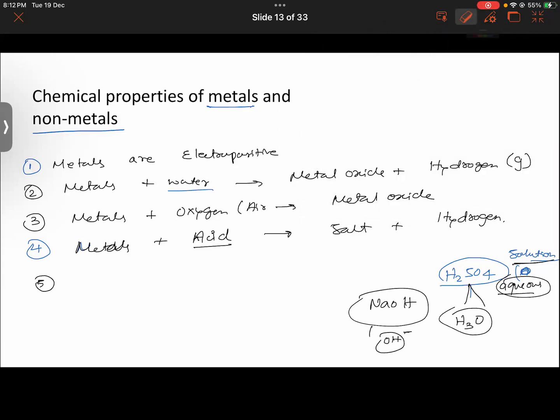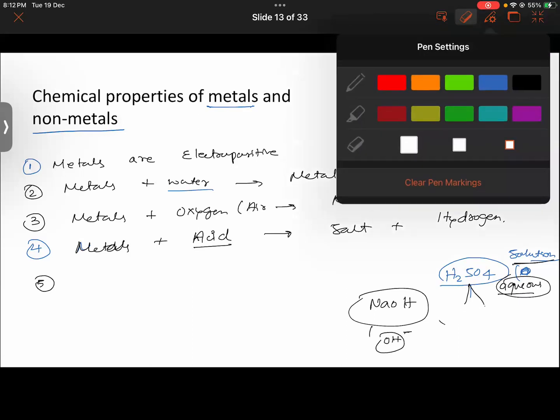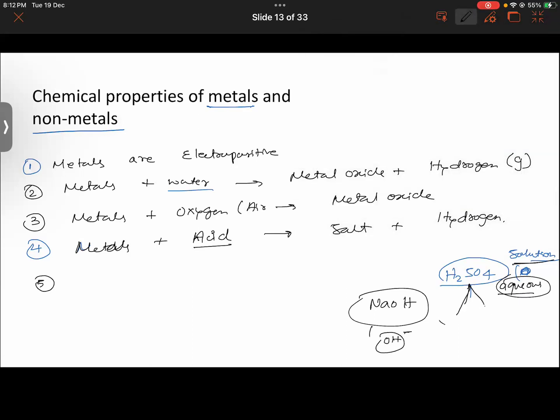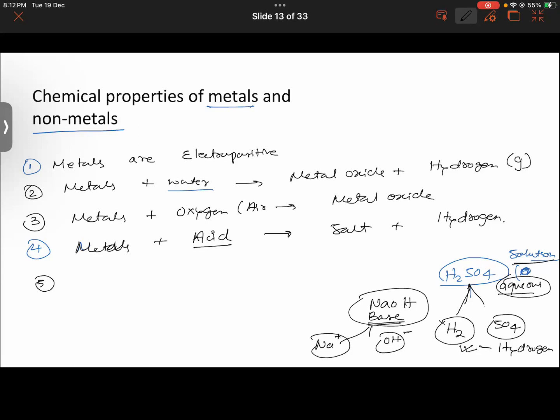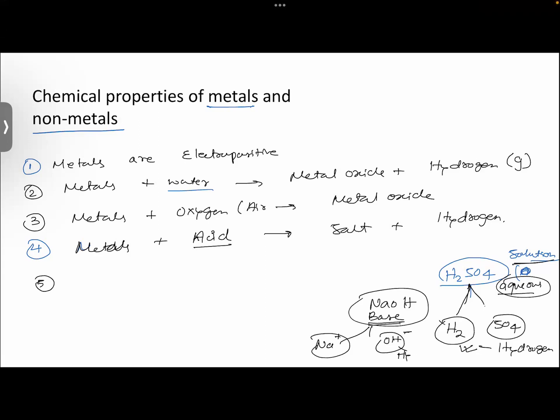Let me simplify this, otherwise you will be confused. When you see that H2SO4 disperses into H2 and SO4 ions, the hydrogen ion is what we call the hydrogen ion. Are you getting this? In the case of a base, sodium hydroxide is an example of a base. It is made up of two types of ions, Na plus and OH minus. We call this the hydroxide ion.